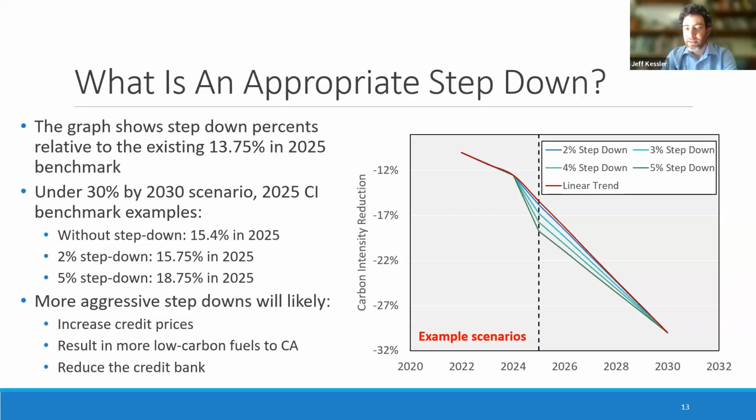More aggressive step downs in the near term may reduce the size of the LCFS credit bank, which may increase credit prices. Similarly, near-term step downs may result in additional supply of low carbon fuels, either spurring additional production or providing additional supply into California that may otherwise have been used in other jurisdictions.